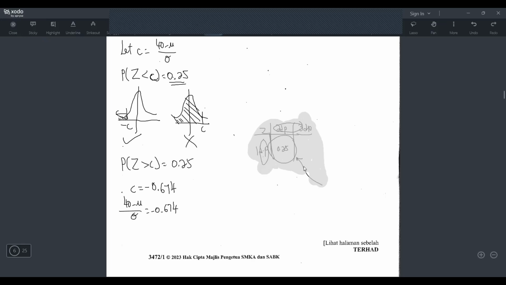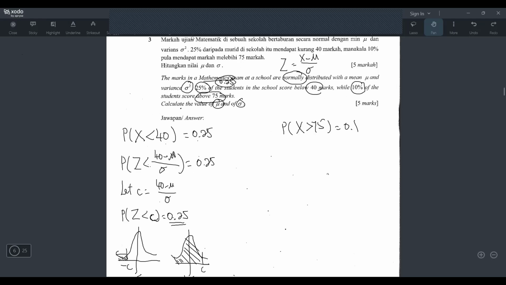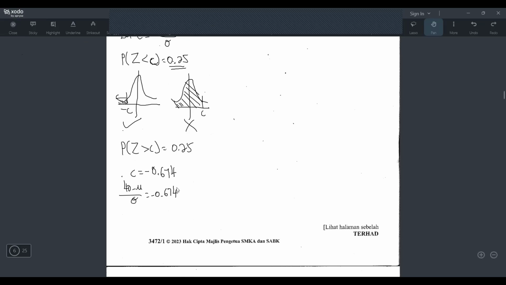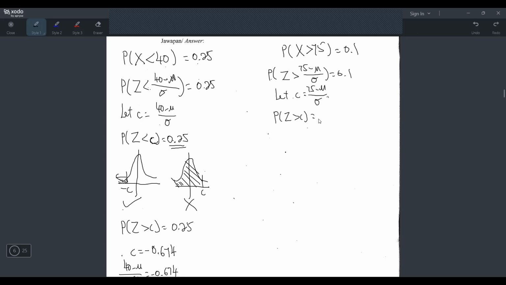Now what we will do next is repeat these steps again, but for another piece of information, which is this one. Same thing here, we do one more time, and then at the end take this and the new one and do simultaneous equations. First thing first, change the X to Z. Take the X value 75 minus mean. The mean I don't have. Standard deviation also I don't have. So let C equal (75 minus mean) divided by standard deviation, because inside here we cannot do it. So now you will get P(Z > C) equals 0.1.